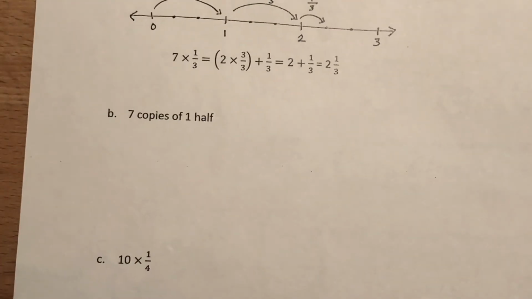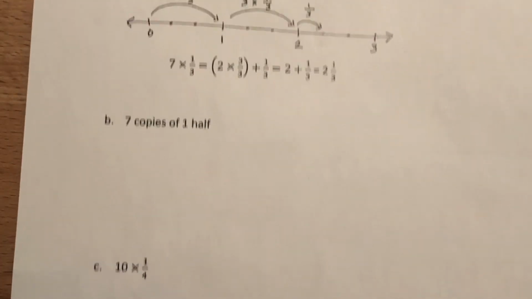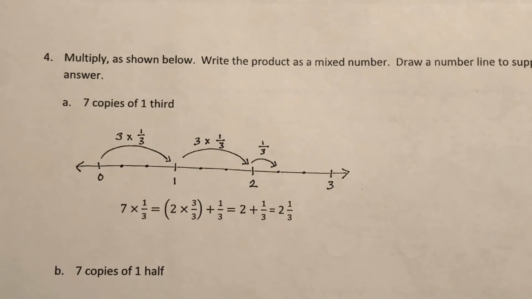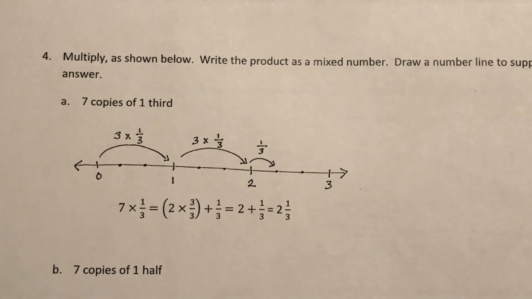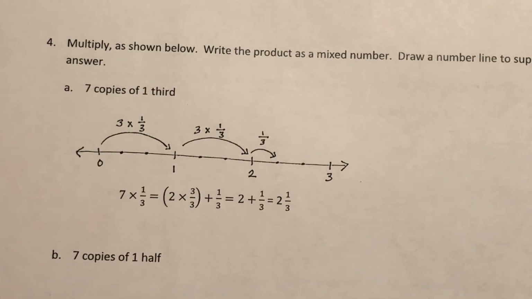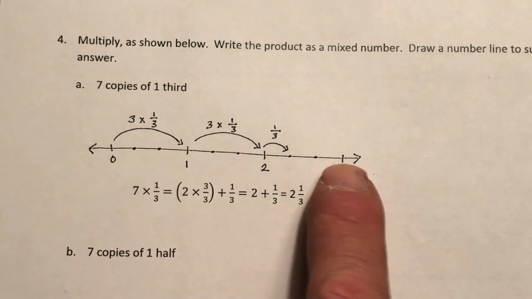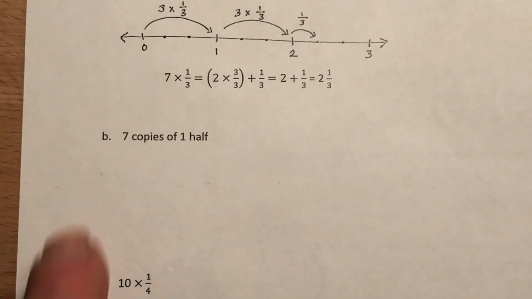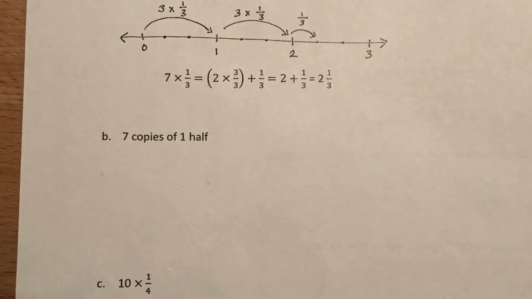Okay, so it says multiply as shown. Write the product as a mixed number. Okay, I can do that. Draw a number line to support your answer. The number line to me is more confusing. And doing all this, it's more confusing. The number line here I can understand, but then it gets a little wonky here. So what we're going to do is talk about this. 7 copies of 1/2. A copy of a half is just counting by halves. They wrote that down just to confuse us.